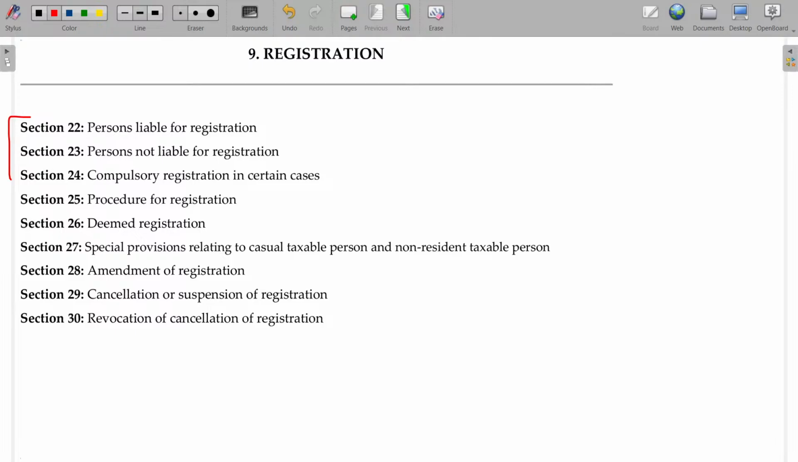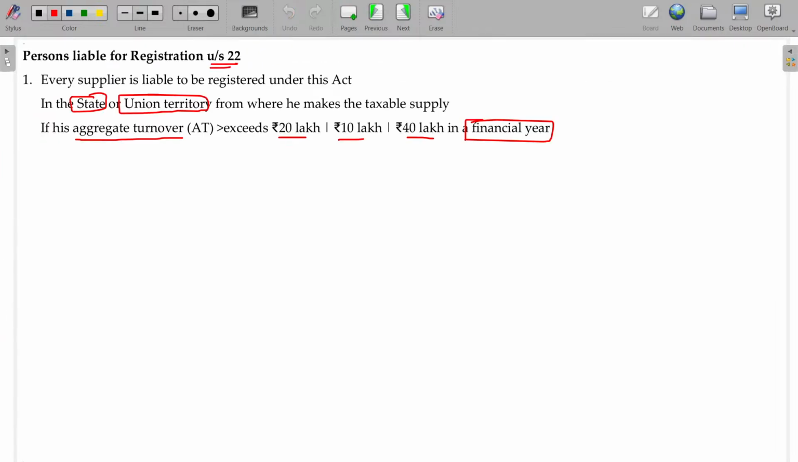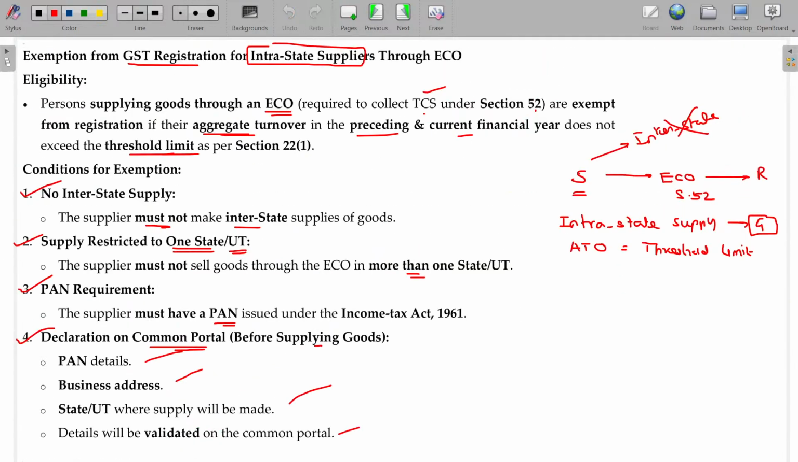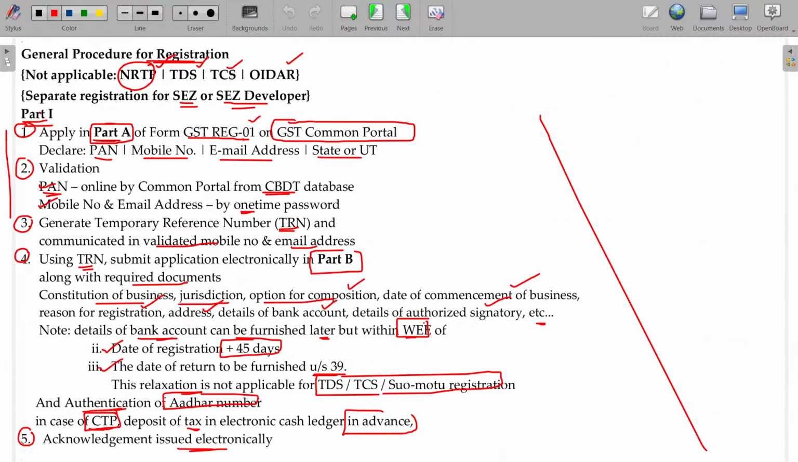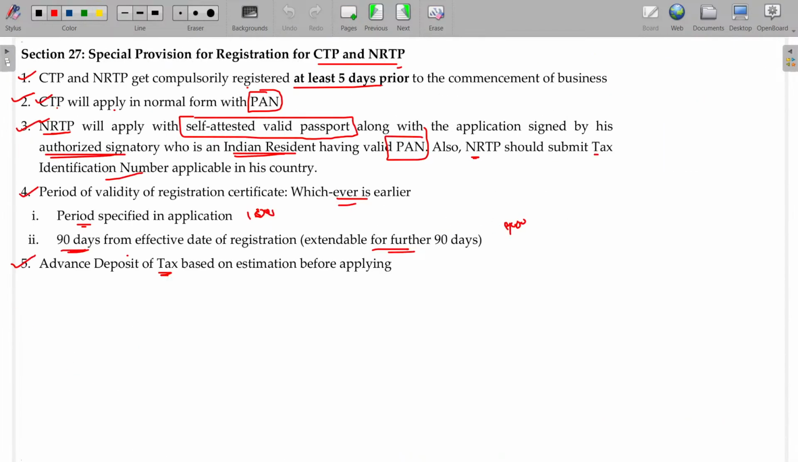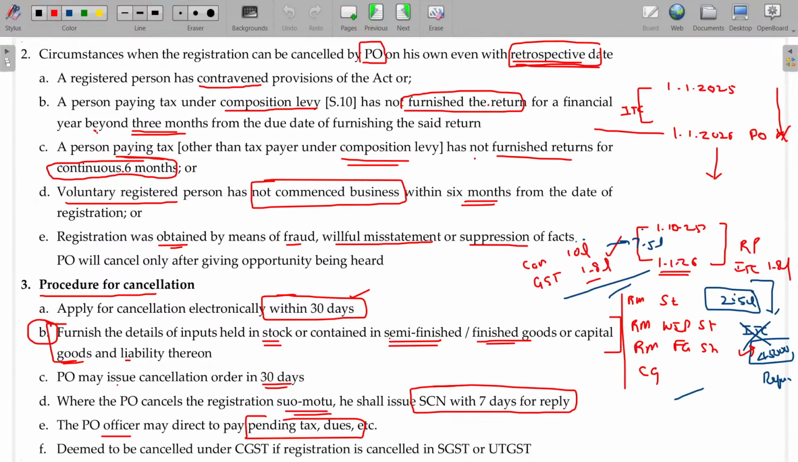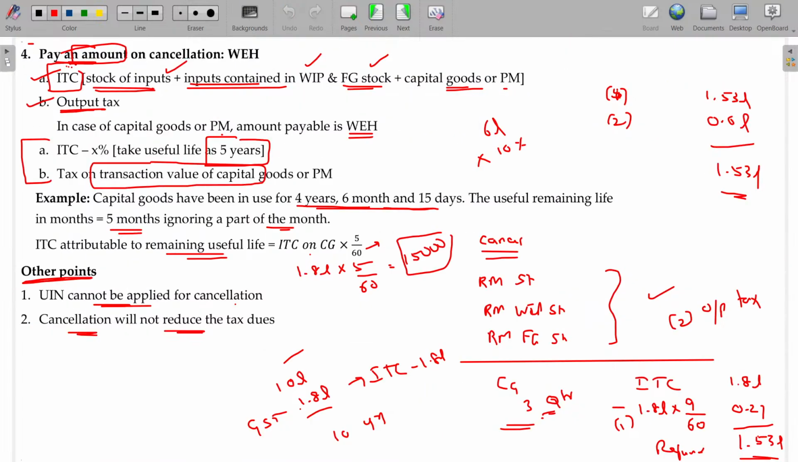So who has to register will come under these three sections. Procedure for registration comes under these three, and one section is for the amendment, last two sections for the cancellation and revocation of cancellation. Is that okay? And especially in cancellation, this content is very, very important. Which one? The ITC calculation. This third one you have to notify and pay an amount. Fourth one is very important. We'll study the same along with the ITC chapter also. It's interlinked with those two chapters.